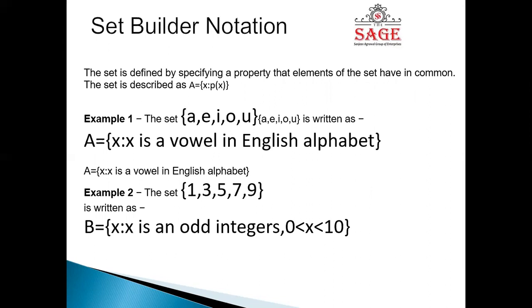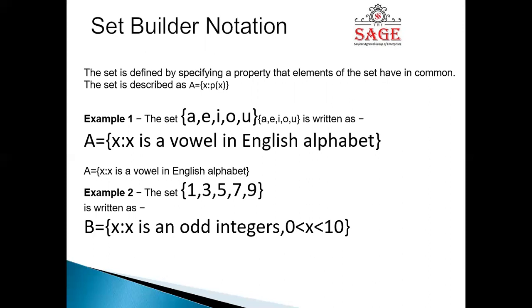Second is the set builder form. The set is defined by specifying a property that the elements of the set have in common. This notation is also called the property form, and it is written as {x : property of x}. For example, the set of vowels a, e, i, o, u. In property form, A = {x such that x is a vowel in the English alphabet}. So automatically we obtain the elements a, e, i, o, u.